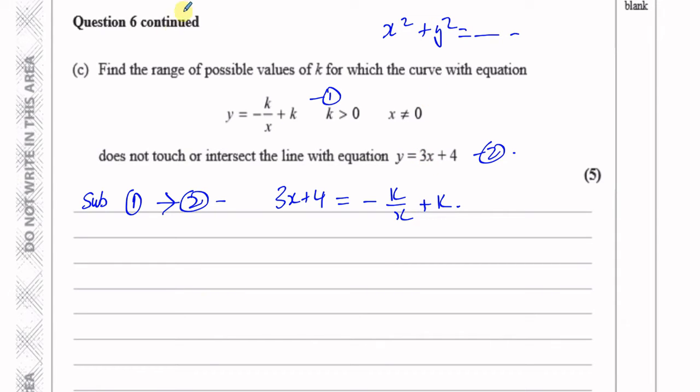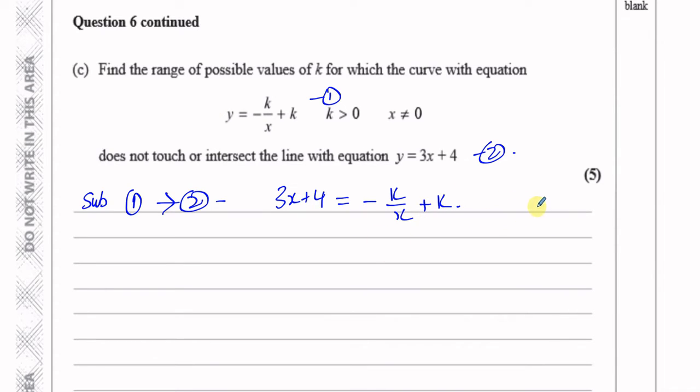So that's how you should be thinking about it, because equating them doesn't really work in that case. The only reason it looks like we're equating them is because they're both in terms of y. What we're actually doing is substituting one of them into the other. So I'm replacing the y in this equation with what y equals in the other equation.